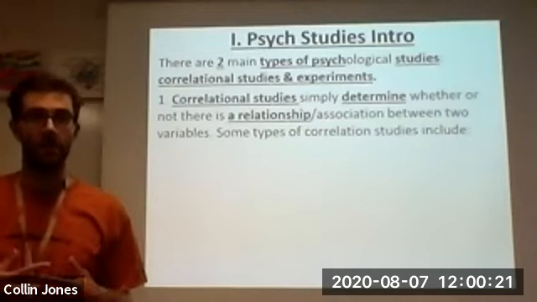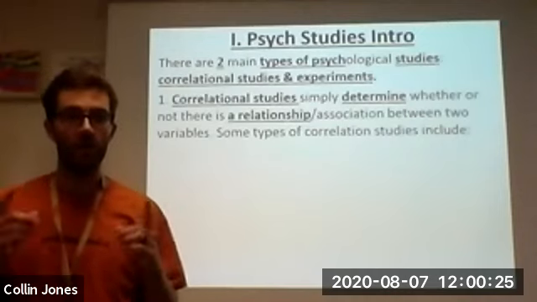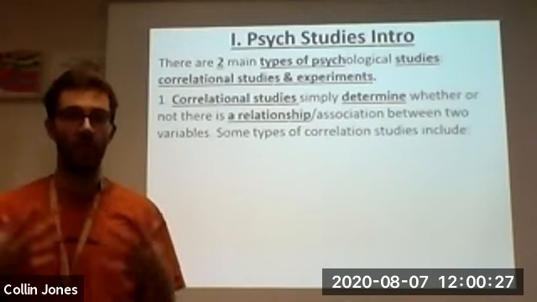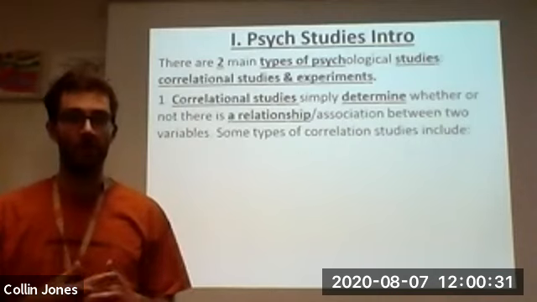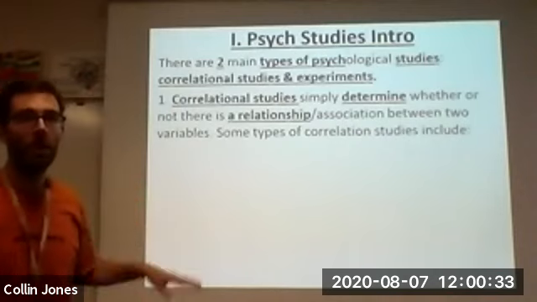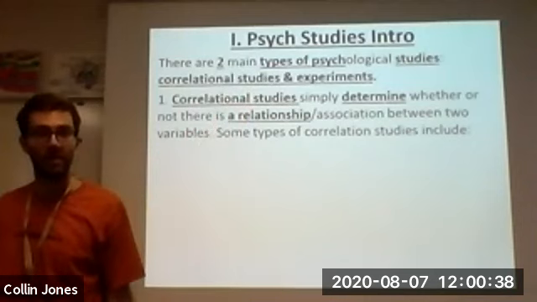Correlational studies and experiments. We're going to start off by talking about correlational studies, okay? Correlational studies, the whole purpose of these studies is to determine whether or not two things are associated and related to one another. They determine if there's a relationship between variables. Okay, so I have bulleted for you, correlational studies determine a relationship.